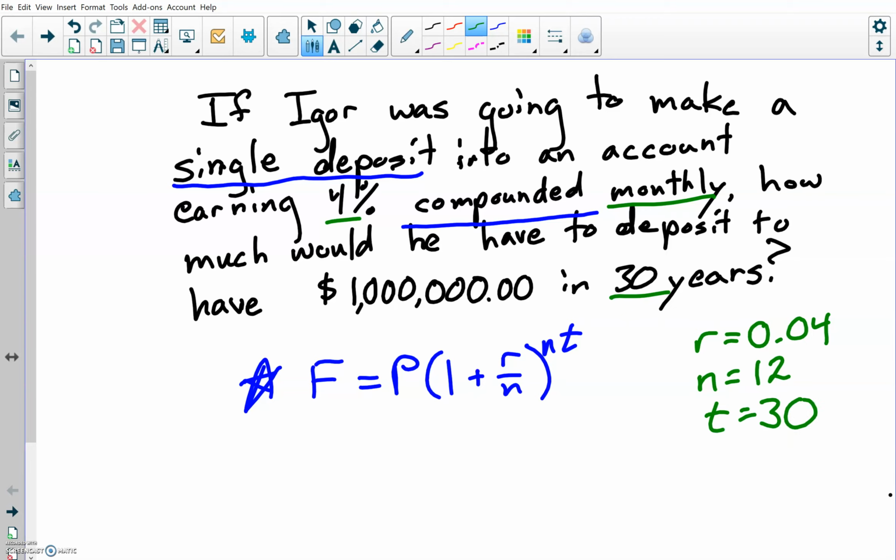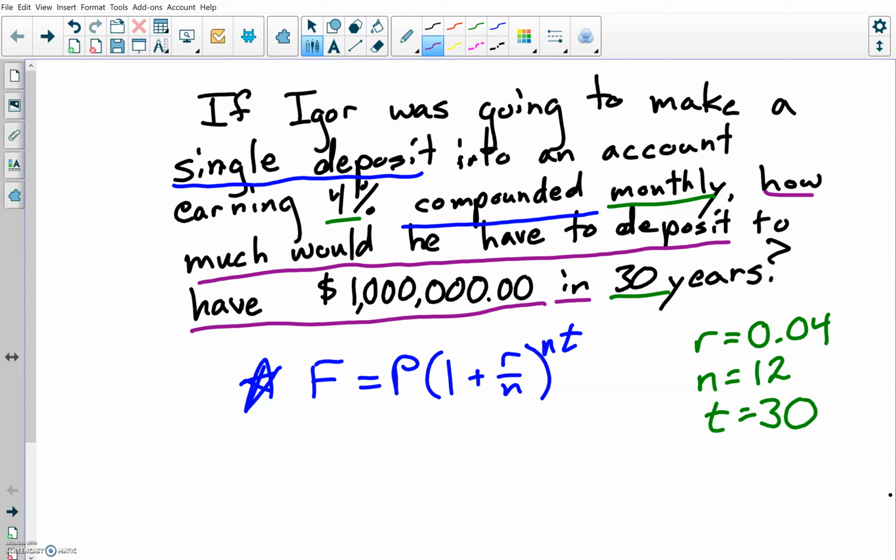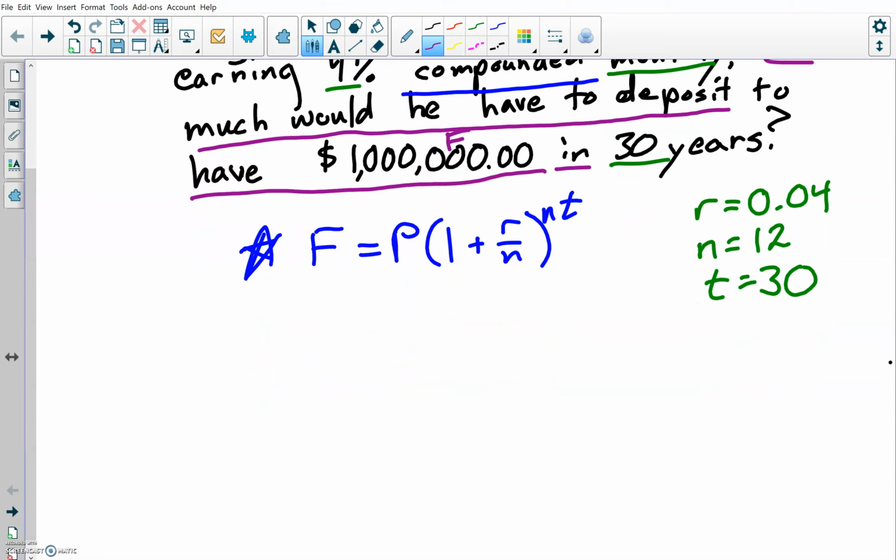I've got pretty much everything on the right side of the equation: the r, the n, and the t. I need either the P or the F. In this particular problem, they're asking how much would he have to deposit? So that's your principal, your present value. Another clue is that you want to have $1 million in 30 years. That's a future amount, so this million is going to be the future value. In this case, we're solving for the P.